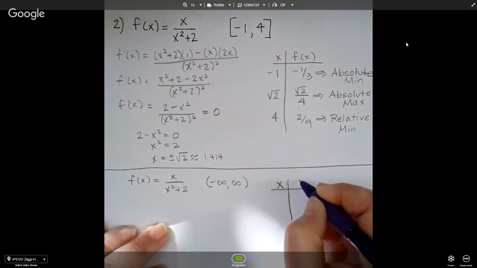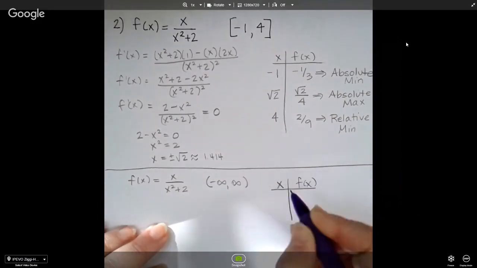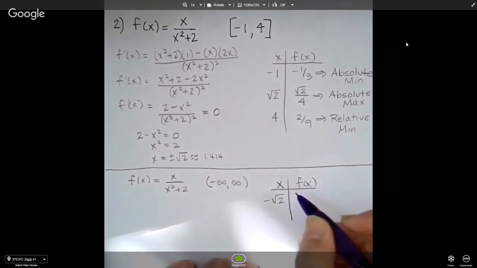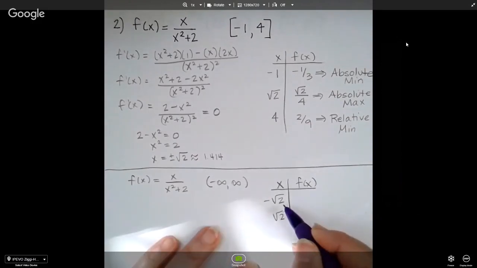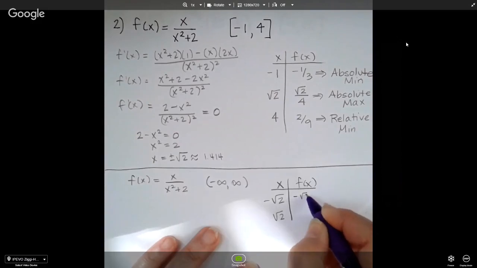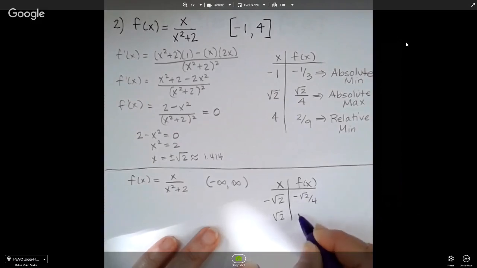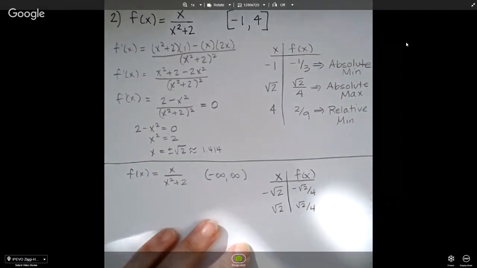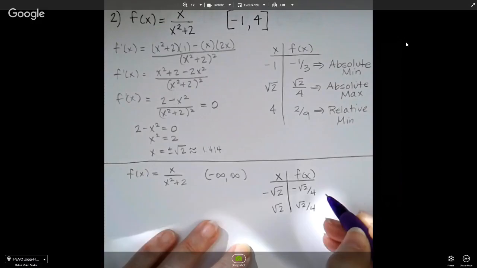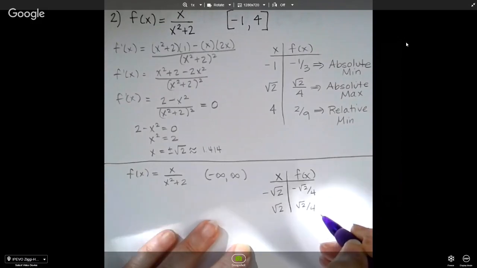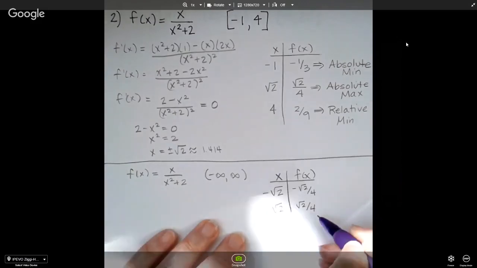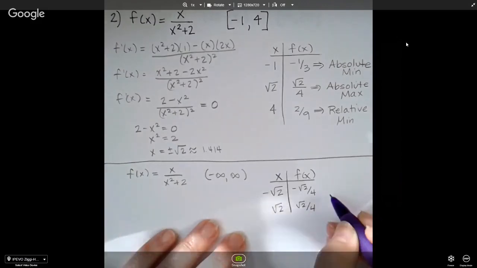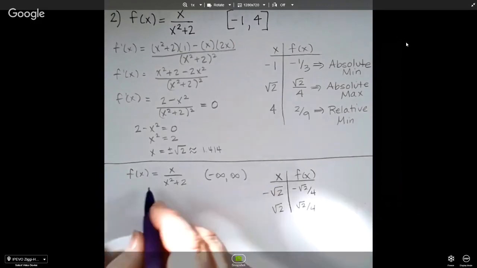All right, so we're still going to put our critical points on here. So that's going to be -√2 now because it'll be in the interval, and root 2. And when I plug those in, we're going to get -√2 over 4 and root 2 over 4. And I suspect that this is going to be a minimum of some kind, and this will be a maximum of some kind. But in order to know whether they're relative or absolute, I need to do the end behavior limits. So let's do the end behavior limits.